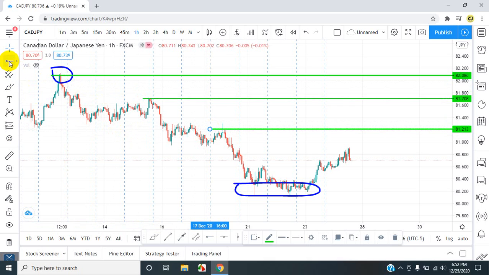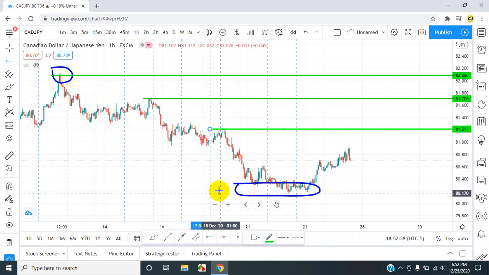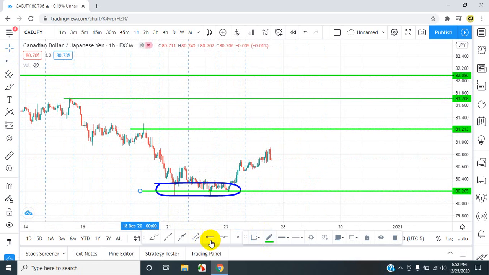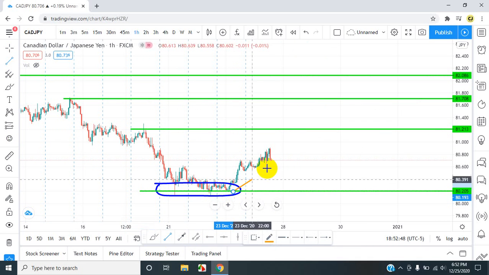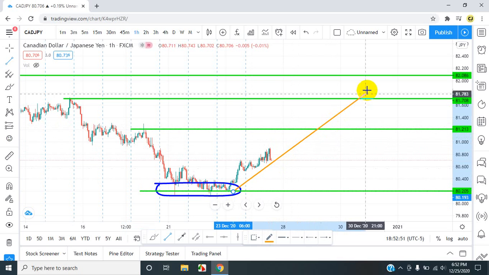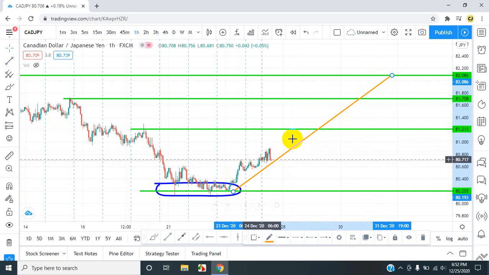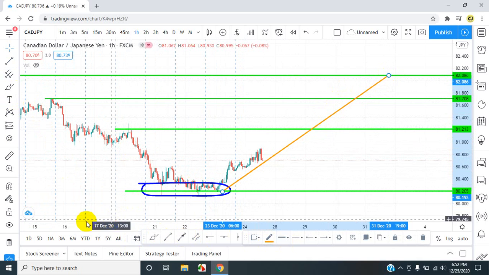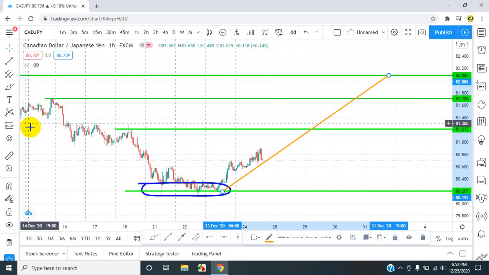And then we can take a look at the support area here. We're looking for price to ride up right along this trend line all the way up to the top. If we had to choose another area of a breakout or area of take profit, we could be looking in this area here.